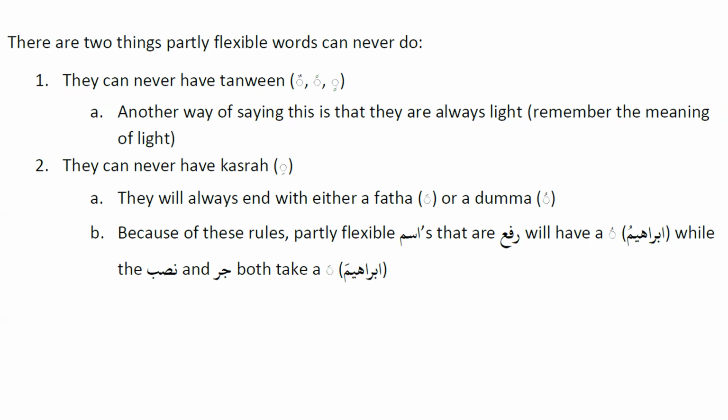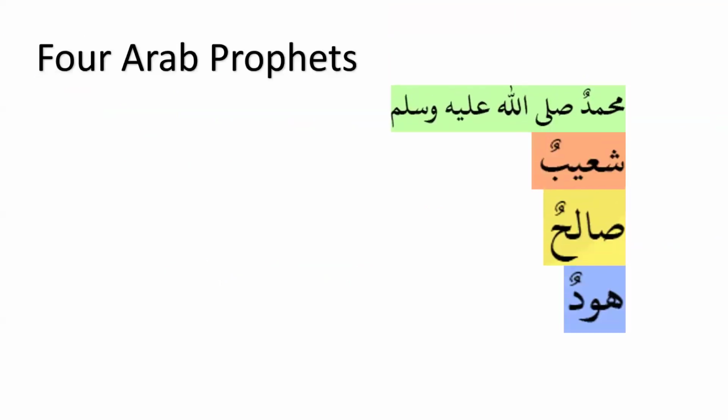Among all the names, there are some that are fully flexible because they're Arabic names, and there are actually five of them. I'm going to show you on the screen. Let's look at that. These are four names, and there's a fifth one I'm going to tell you soon. These are four prophets' names. They are Arab prophets, meaning their names are Arabic, and they are fully flexible: Muhammad, peace be upon him, Shoaib, Saleh, and Hud. May Allah have peace and blessings on all of them. They are fully flexible words.